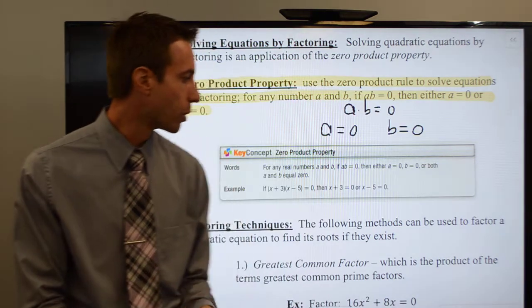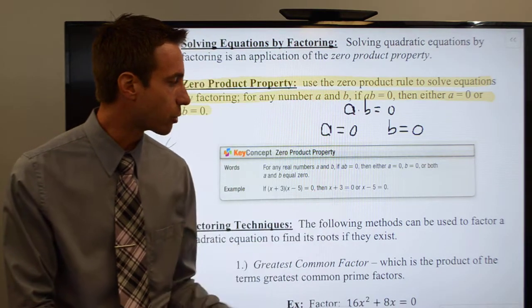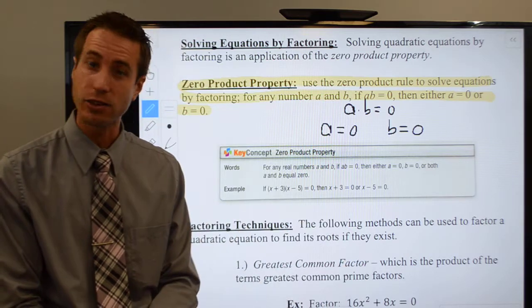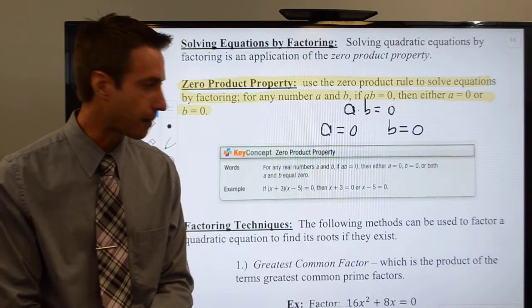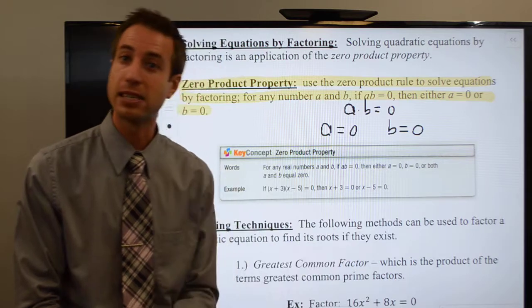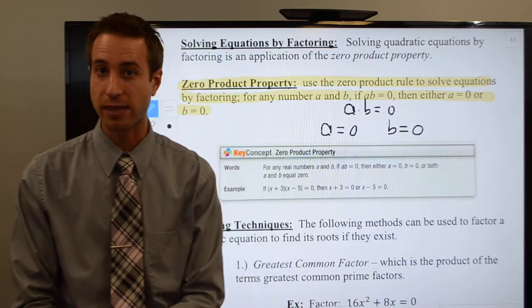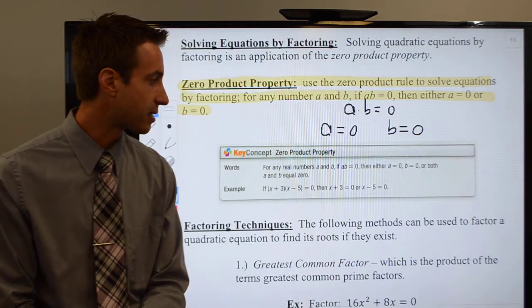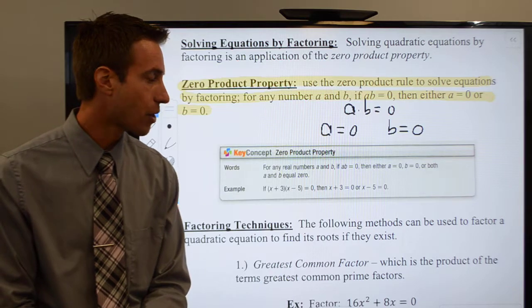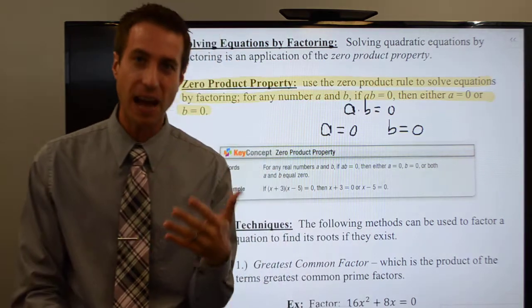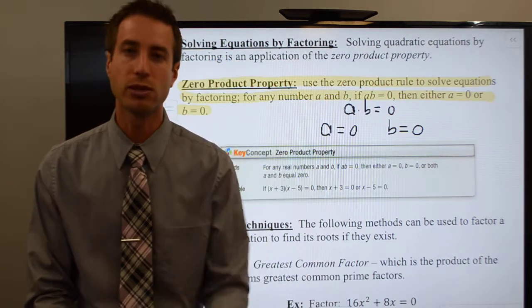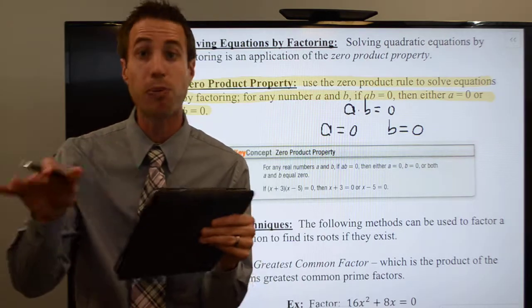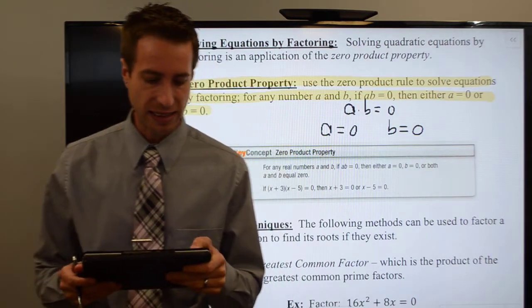Right? And so what we would wind up with, x plus 3 equals 0, you'd subtract the 3 to the other side, x is negative 3. x minus 5 is equal to 0, add the 5 to the other side, and we find that x is equal to 5. All right, so zero product property, if I ask you to solve, you'll use the zero product property to go ahead and do that, and we'll practice that again a little bit later on.